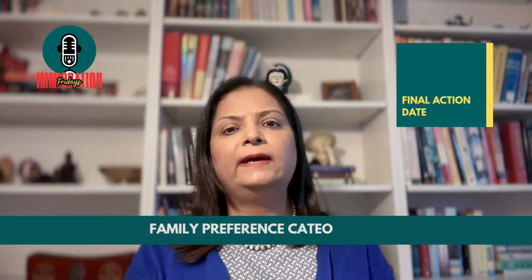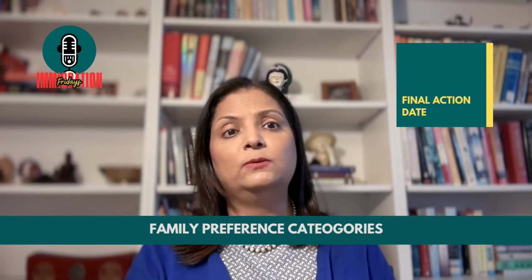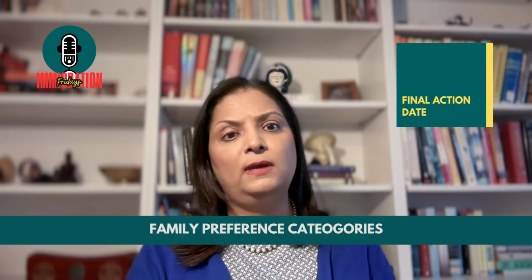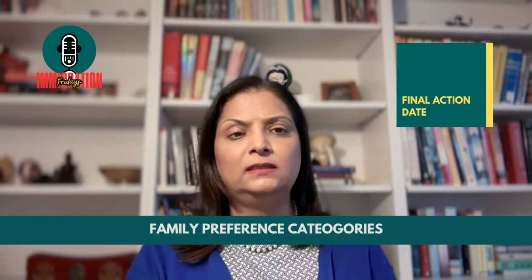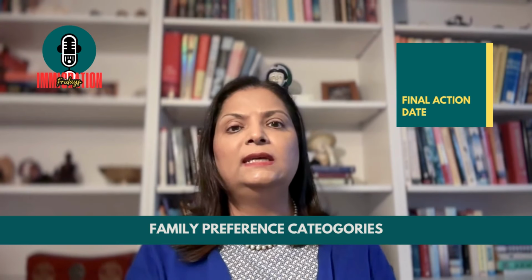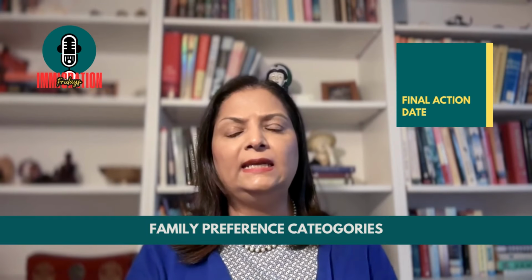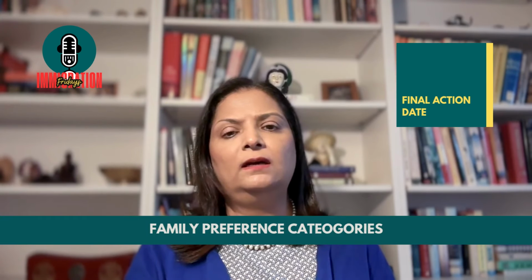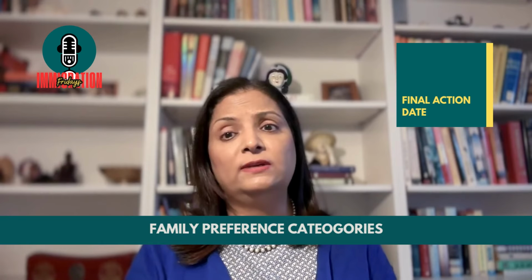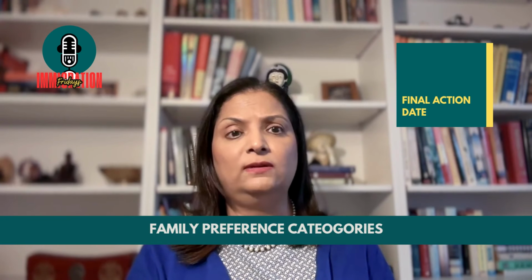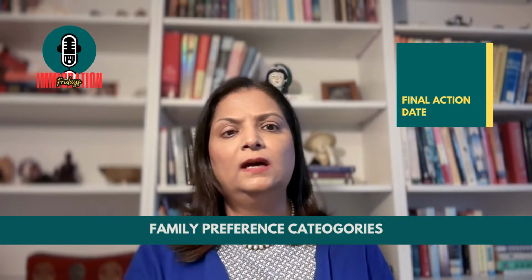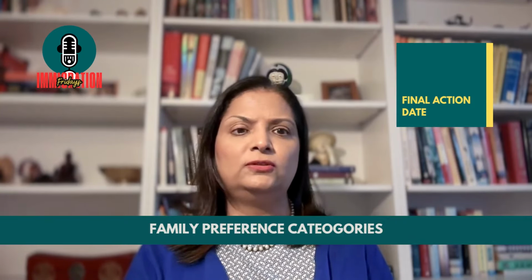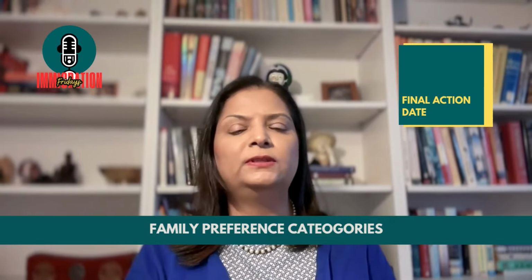For family-sponsored preferences, final action date table, starting with F1, no change. F2A, these are spouses of permanent residents, no change. F2B advances by about 9 days in most countries, but no change for Mexico and Philippines. F3 advances 16 days for Mexico. Other countries, no change. F4, no change from October.